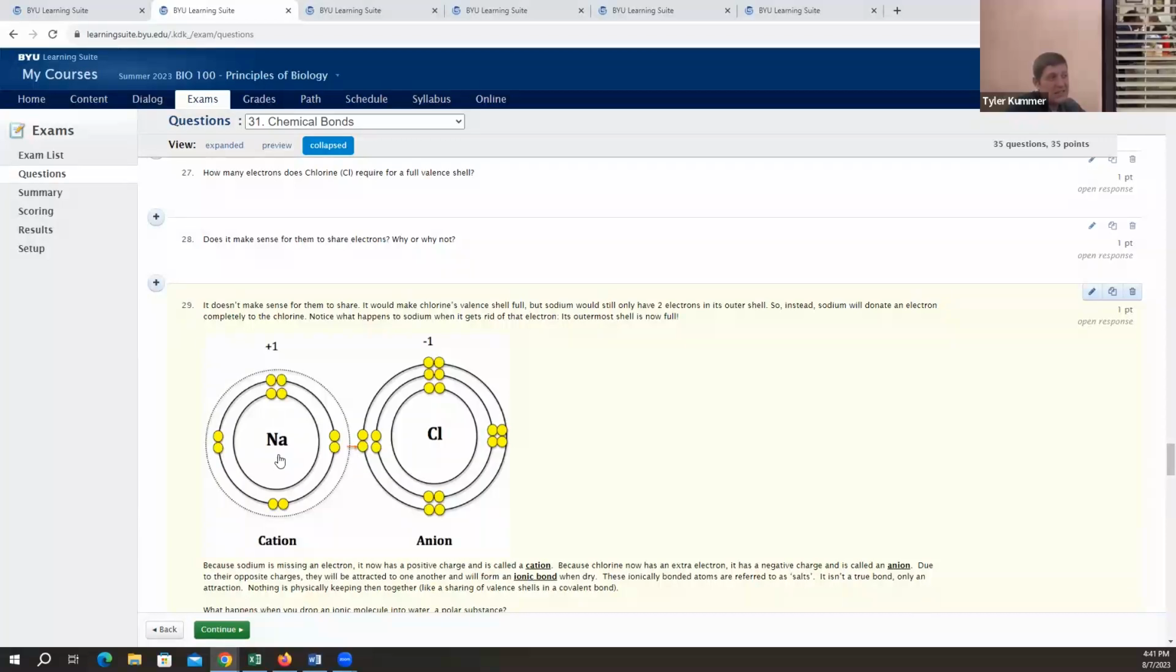Well, when these two things, to have that trade happen, they got to be in close proximity to each other. And now they have opposite charges. What is that sodium and chlorine going to do? Form a bond based on the electrical charges. And that is an ionic bond. Ionic bond is when there's a complete donation. So it's a little bit different than a polar covalent bond like we talked about earlier, which is still sharing.